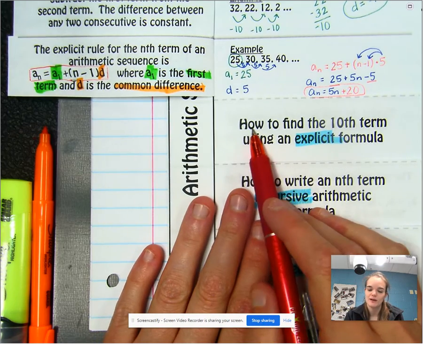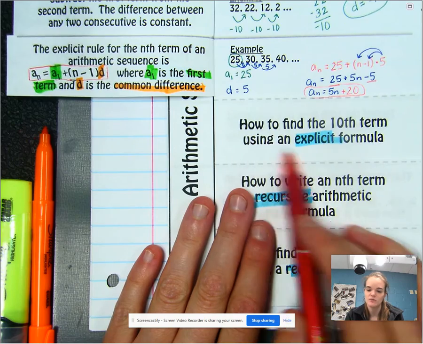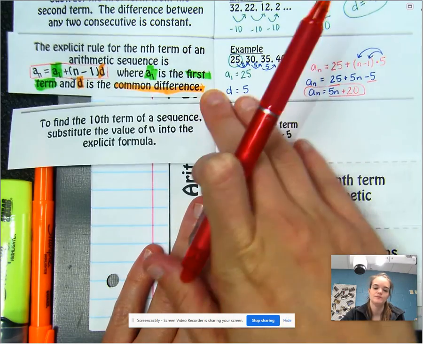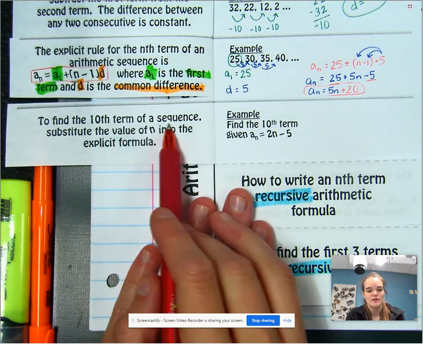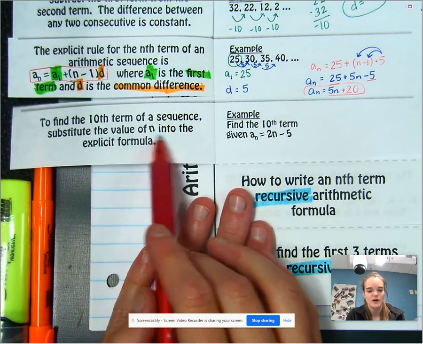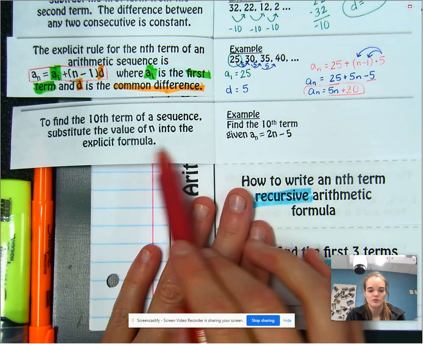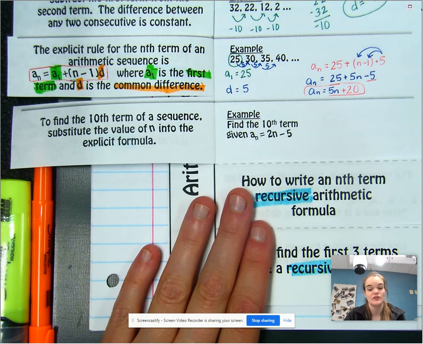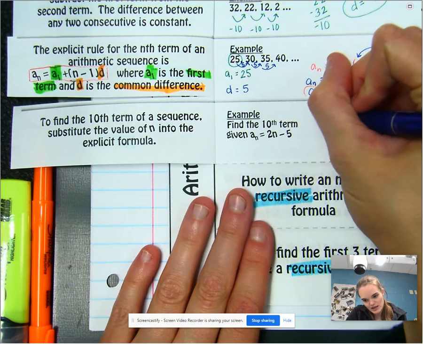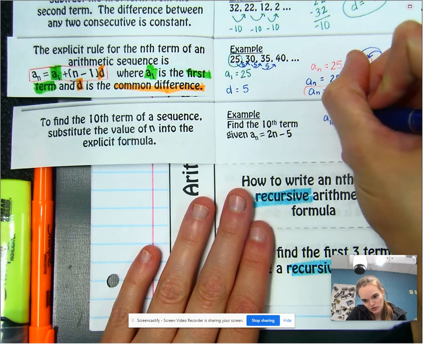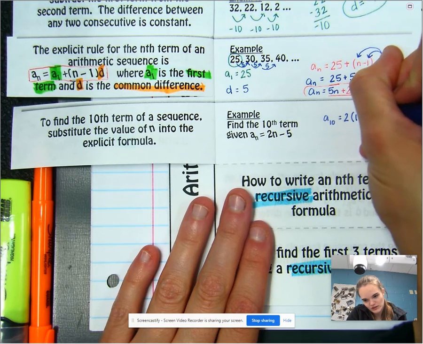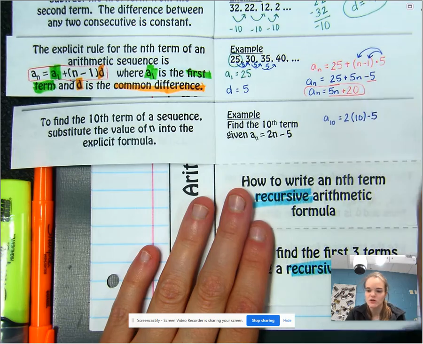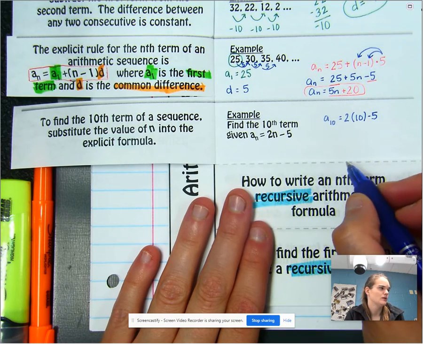All right, let's keep talking about explicit. It says how to find the 10th term using an explicit formula. To find the 10th term of a sequence, substitute the value of n into the explicit formula. Well, we're looking for the 10th term, so the value of n is 10. So a sub 10 equals 2 times 10 minus 5. You can either plug that in directly or do it in your head.